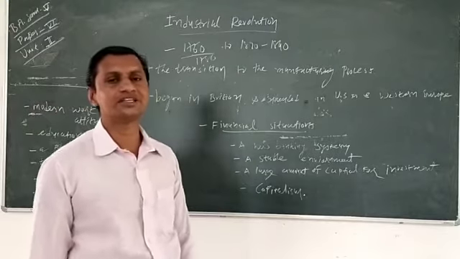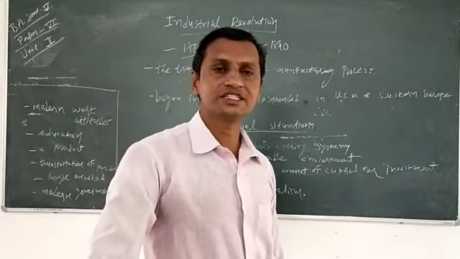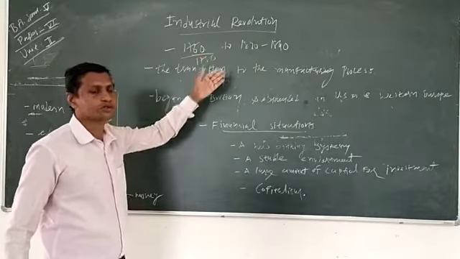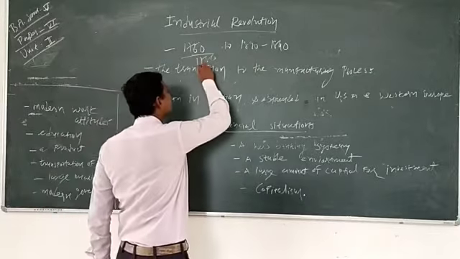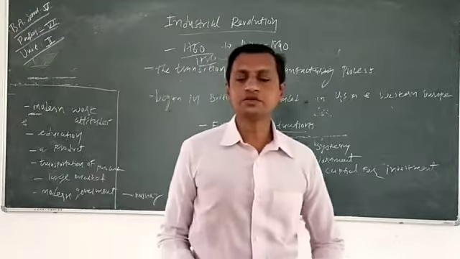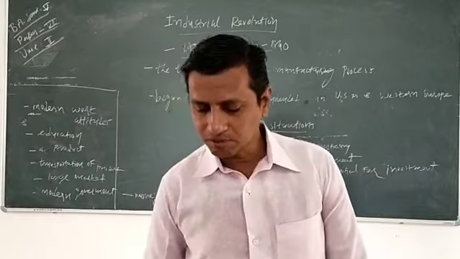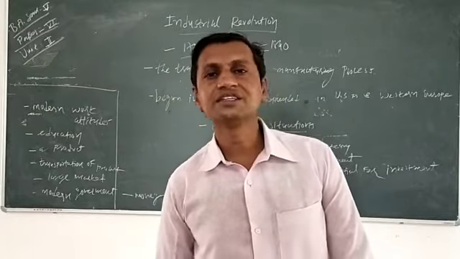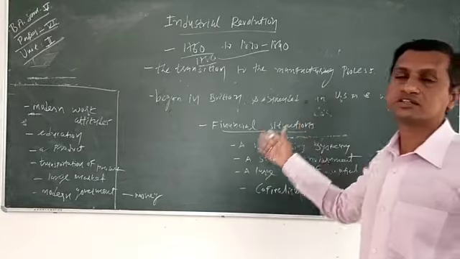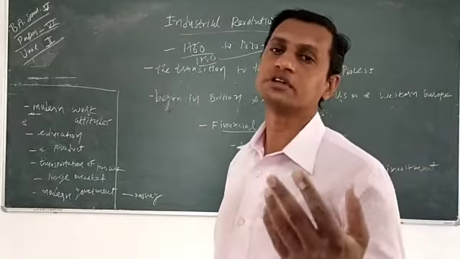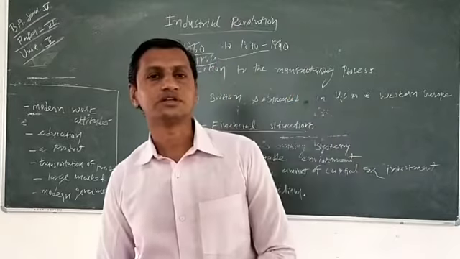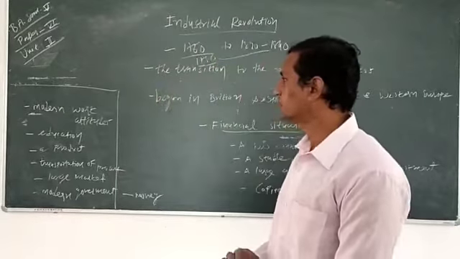Some people say it began in 1760. Other historians say 1780 to 1840. Here the name is mentioned. But generally people say that it began in 1760 and lasted until 1830 or 1840. These are the time periods of the Industrial Revolution.